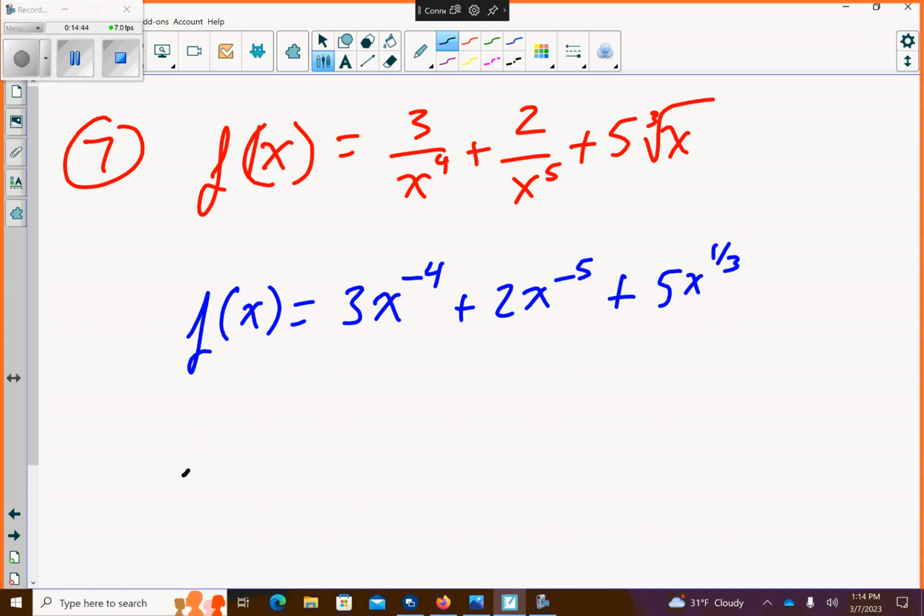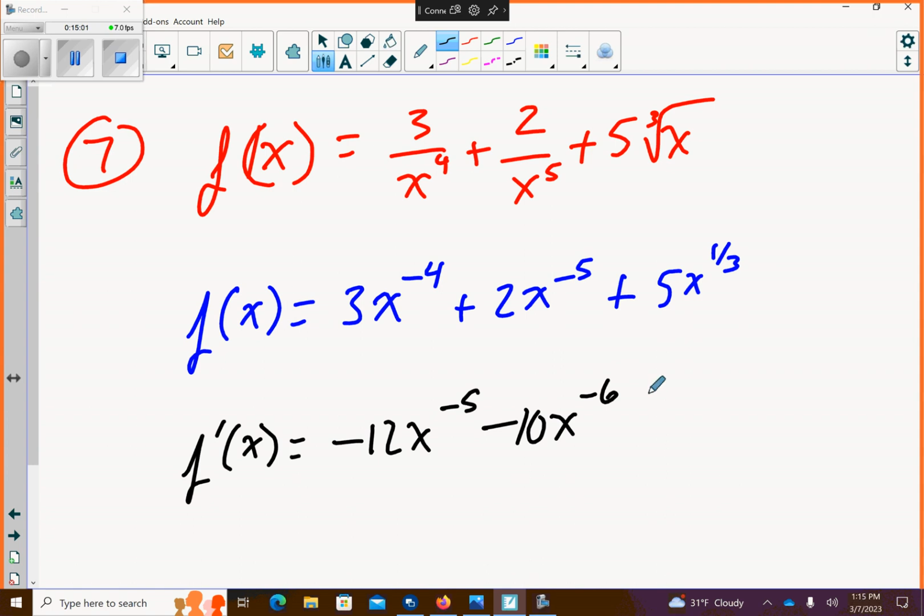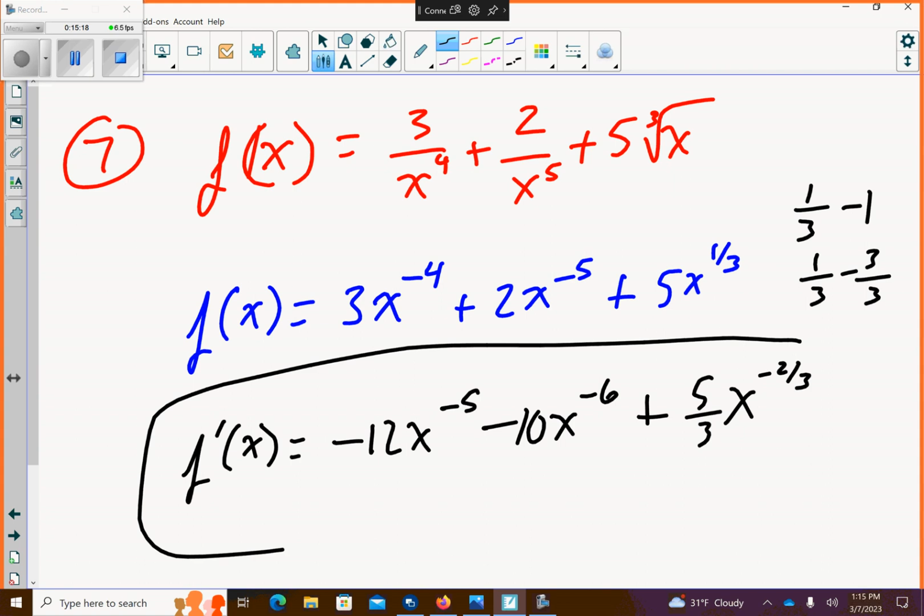Now I can go ahead and take the derivative. So f prime of x is going to give me negative 12x. Subtract 1 from negative 4, I get to negative 5. Minus 10x. Subtract 1 from negative 5, it gets to negative 6. Plus 5/3 x, which is 1/3 minus 1, which is 1/3 minus 3/3. So that's to the negative 2/3 power. And this is your derivative.